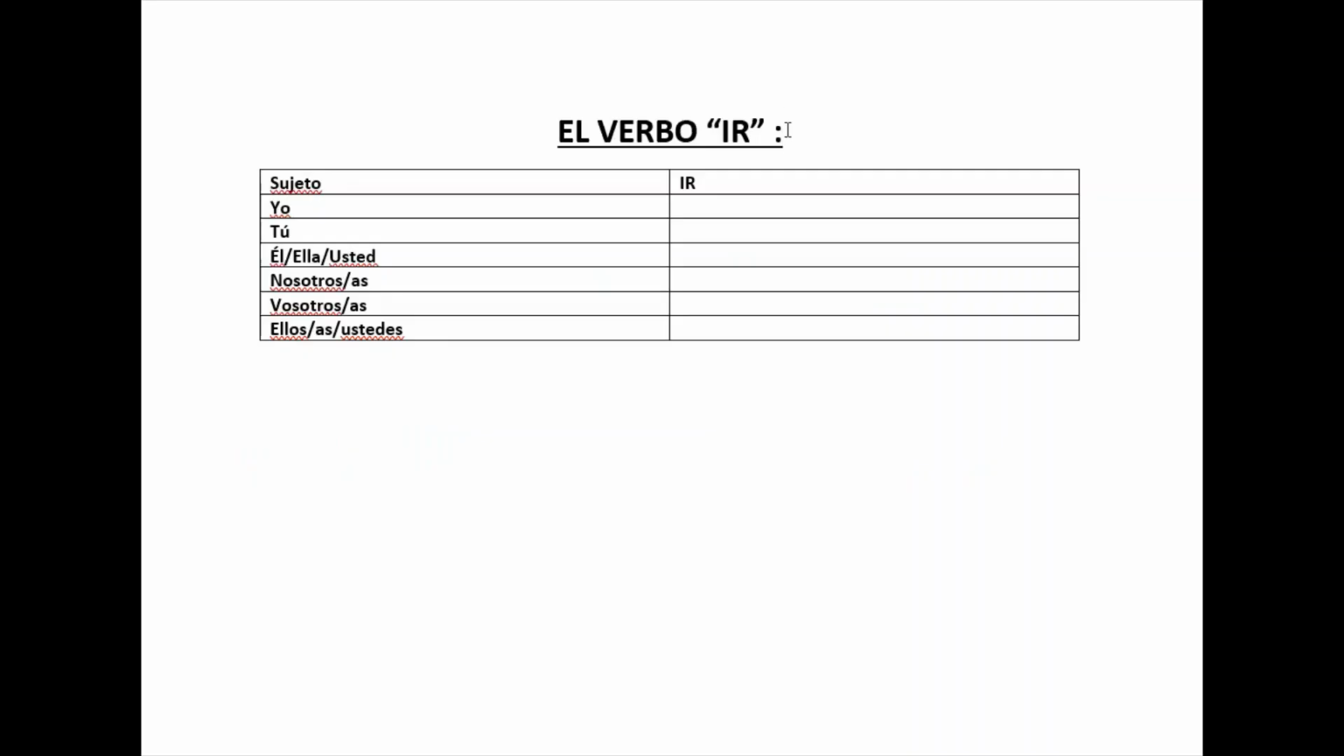The verb ir is a completely irregular verb. Now we have already done what I mean by regular verb and what I mean by irregular verb. The irregular verbs are the verbs that do not follow the given pattern of conjugation. So ir is a completely irregular verb, which means it does not follow the pattern that an IR verb should follow in any of the subjects. What is the meaning of the verb ir? The meaning of the verb ir is to go.